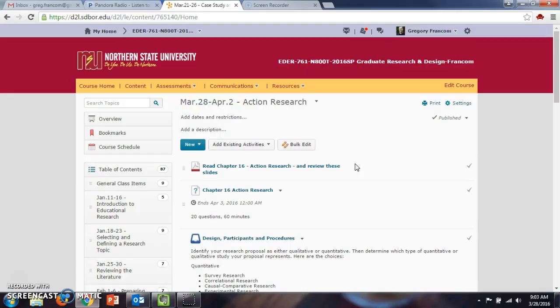From table 16.1 in the book, there is a components of critical perspective of action research. Oh, actually that's the wrong place. I wasn't planning on going there.